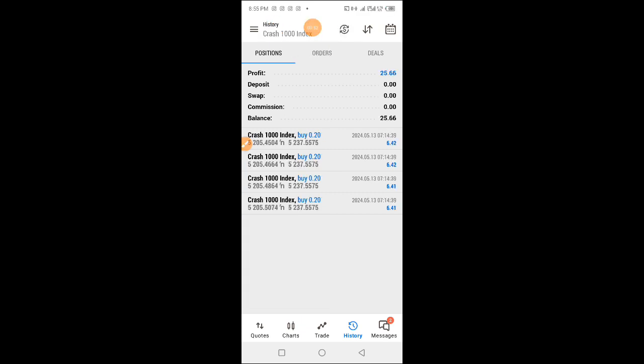So this was that of a Crash 1000 that I took the buy. So this is the same pattern and the same strategy, rather, which I just showed you. Yeah, so it works both on currency pair and the synthetic indices, even on crypto.